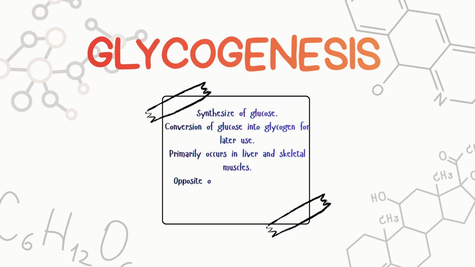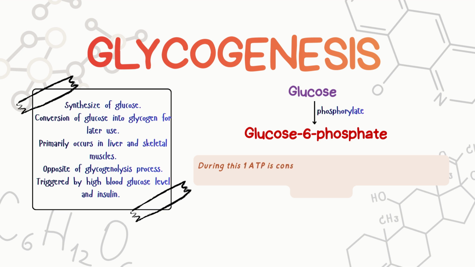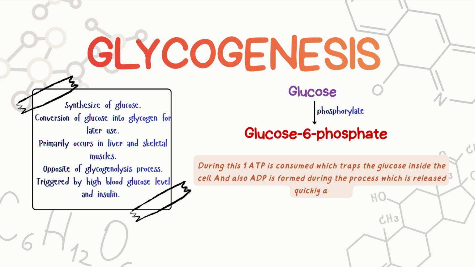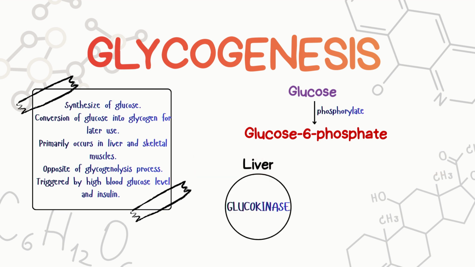The glycogenesis process occurs when your body has a high level of blood glucose or insulin, and it primarily occurs in the liver and skeletal muscle. It starts with a simple step where glucose is phosphorylated to glucose 6-phosphate, and during this step, 1 ATP is consumed, which traps the glucose inside the cell. Also, ADP is formed during this step and released quickly as well. This process is catalyzed, meaning the reaction is accelerated, by the glucokinase enzyme in liver and the hexokinase enzyme in muscle.